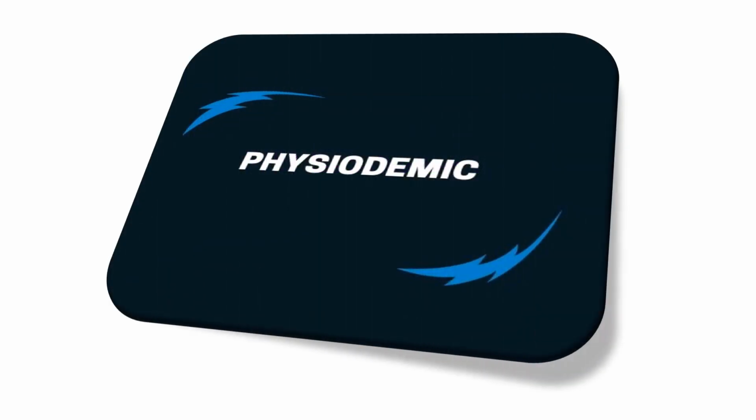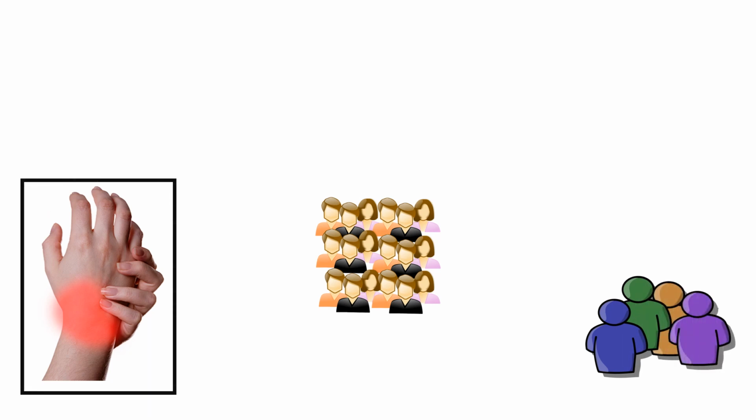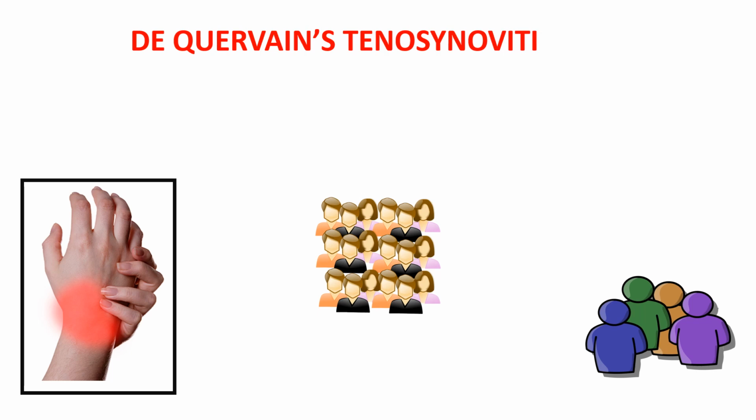Today I will tell you about De Quervain's tenosynovitis. Many people come to clinics and therapy setups for treatment of wrist joint pain, and a few of them complain of pain over the lateral aspect of the wrist joint. When therapists assess the condition, they reach a conclusion that it may be due to De Quervain's tenosynovitis.